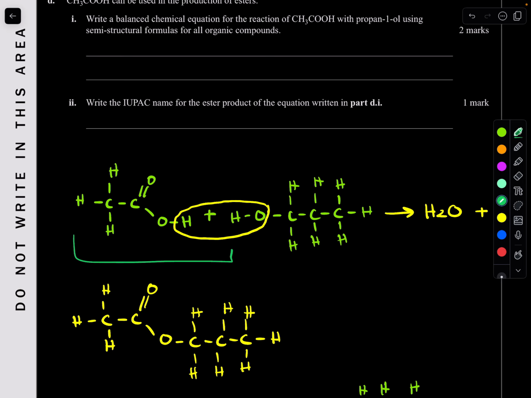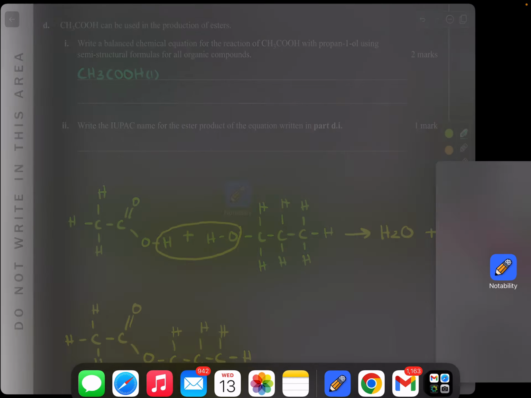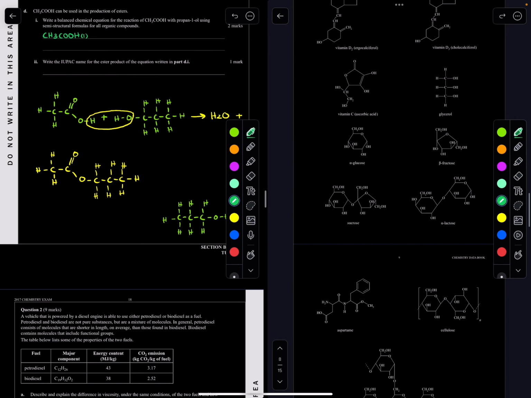So write this first part. Your carboxylic acid, which is CH3COOH. And if you don't know, a carboxylic acid at room temperature is always liquid. The way you know is just looking at your data booklet. Have a look at this part of the data booklet if you don't know the states of these substances.